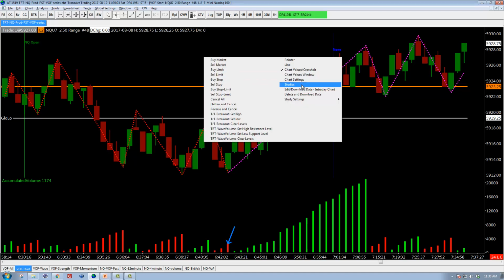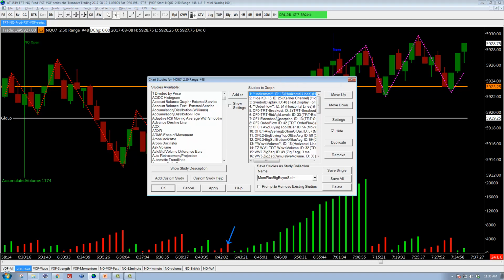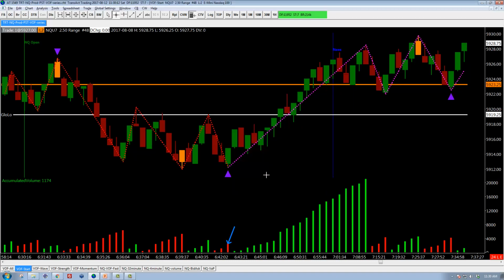So what I did is I wrote a custom study here to identify that particular pattern of waves automatically. And that's what this triangle is showing me. No interest long. There's no more interest in the short side, and the direction I'm now looking is long because of this signal.